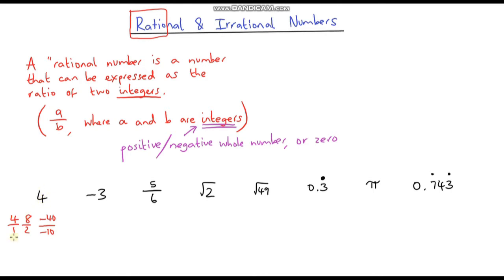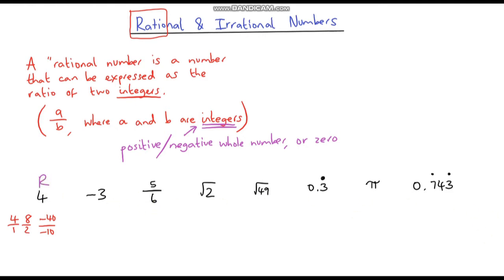So as long as a and b are both integers, then we have a rational number. And remember, an integer is a positive or negative whole number or 0. So here we've got negative numbers, but they are still integers. So 4 is a rational number. So let's just write that above here.